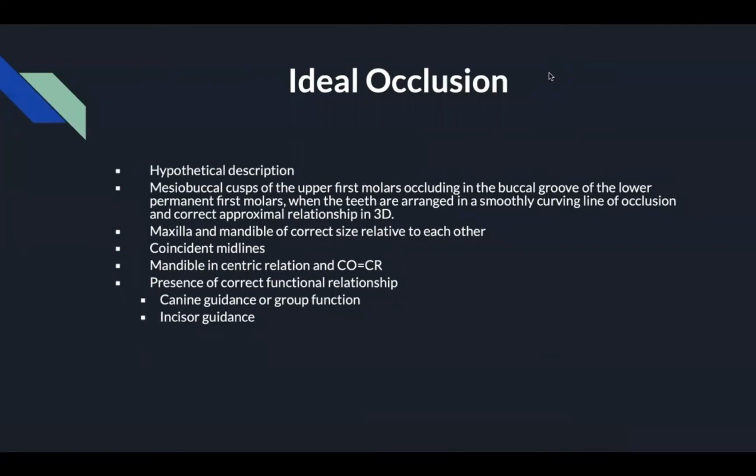Ideal occlusion, we said, is in the ideal world and never exists. According to Angle, the mesiobuccal cusp of the maxillary first molar should sit in the buccal groove of the lower first molar, and this is a perfect arrangement of the molars. Then the teeth are arranged in the line of occlusion, a line passing through the teeth. We will discuss how we describe the line of occlusion. When teeth are arranged in the line of occlusion, it is ideal occlusion.